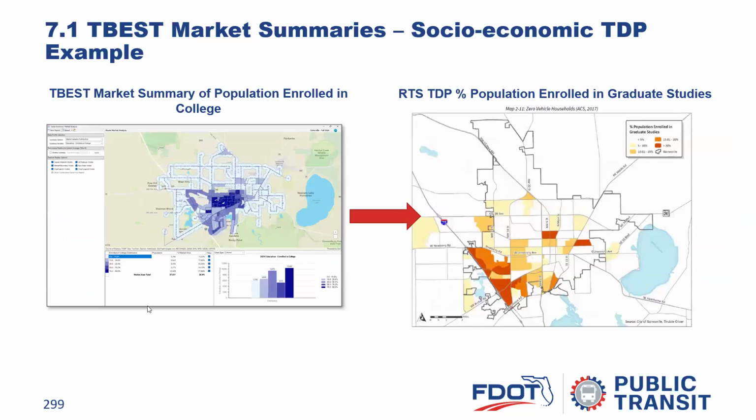Just in terms of a TDP example, here is a T-Best market summary of population enrolled in college, certainly very important for Gainesville. And then an example from a TDP is population enrolled in graduate studies. Something very similar you can generate in T-Best that can be pushed out into your TDP as a market summary.